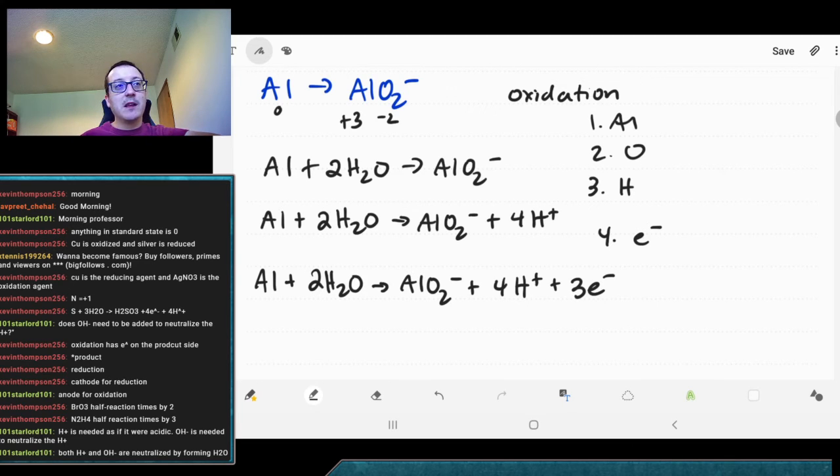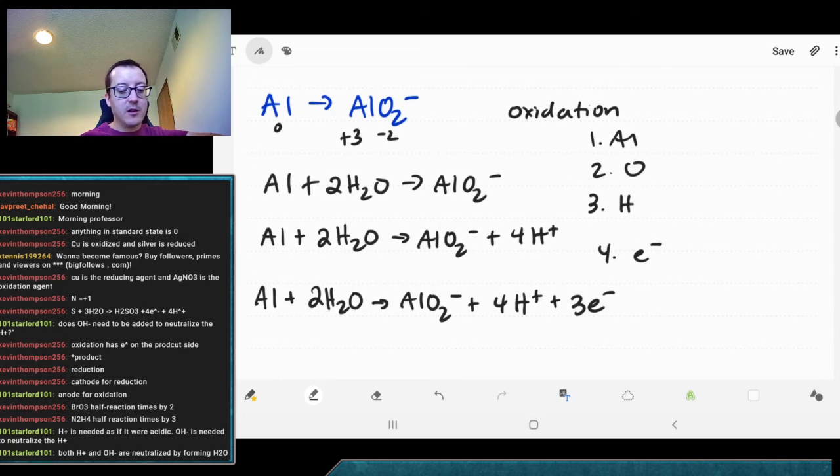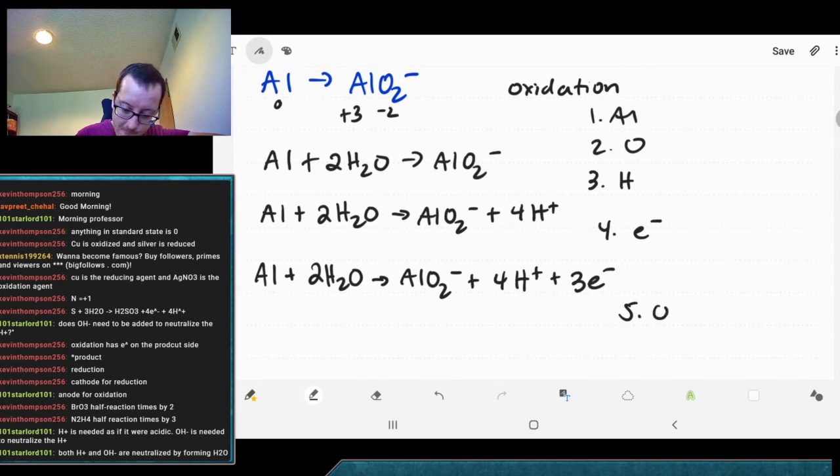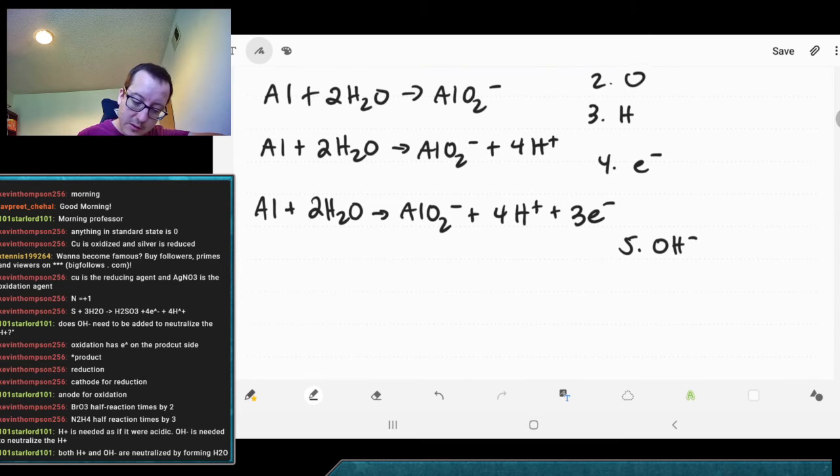And remember, again, we can kind of cheat. We already know that the aluminum is going to be losing 3 electrons through this process. We saw that with the oxidation numbers. So if you ever get stuck again, you can kind of cheat. Just look at the oxidation numbers. You'll see how many electrons are involved in that process. All right, step 5 now is to do the hydroxides. So we're going to add 4 hydroxides to each side.